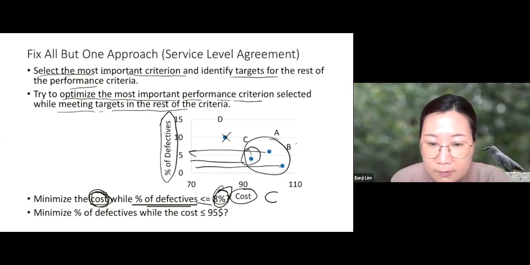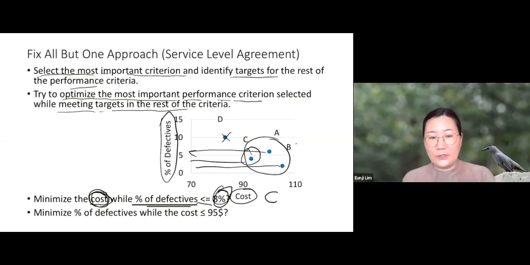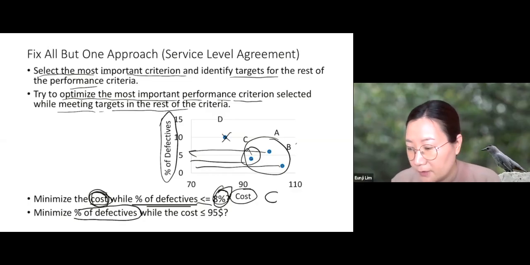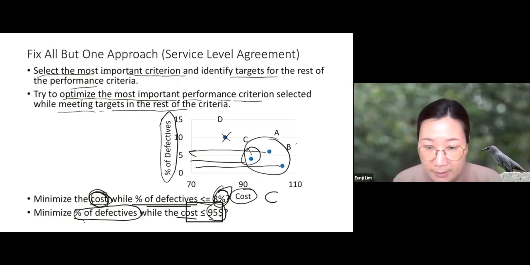Now you can see that your final choice depends on which criteria is the most important to you and what target range you're going to set up. For example, let's say that now you think the percentage of defectives is the most important factor. For the cost, you only have some target range. You will be satisfied as long as the cost per battery is 95 or less.